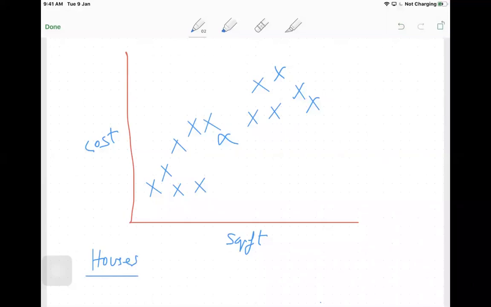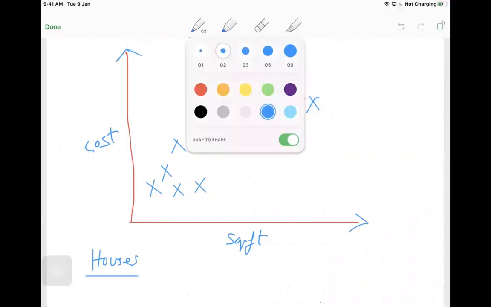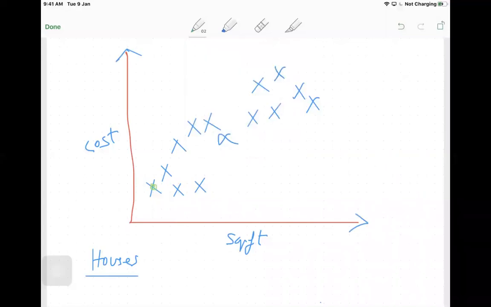If this is the case, this is my trained data. If this is the label, then I'm saying that for, let's say, 1200 square feet, this is my corresponding cost. Let's say it is around 18 lakhs. So like that we are having certain data.